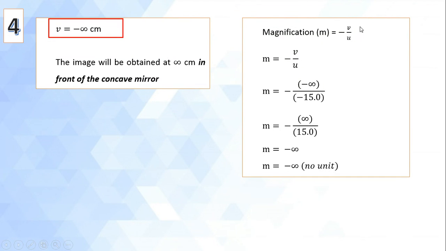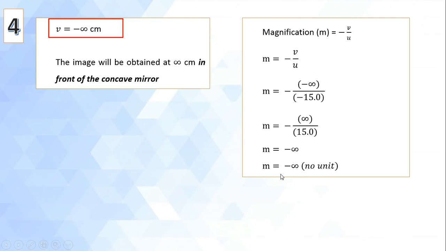Now next one is magnification. m is equal to minus v by u. You know the value of v, that is minus infinite, so I wrote minus infinite. u is minus 15. And finally we have m is equal to minus infinite divided by 15. That is, infinite is already a very big number. When you divide a very, very big number by a small number, again the number will be very big. That's what we call undefined. So m is equal to minus infinite, no unit for this one.